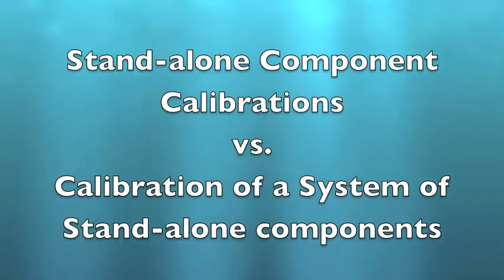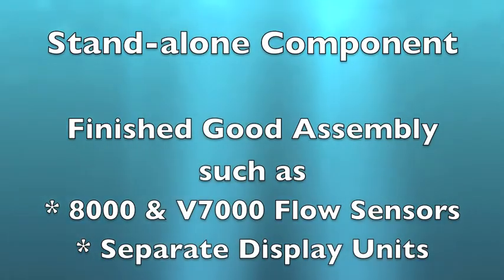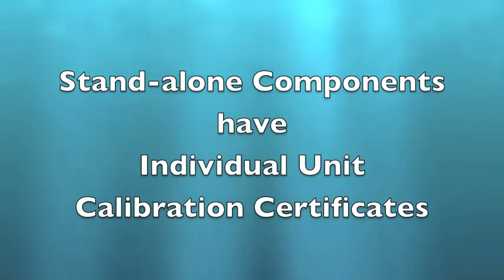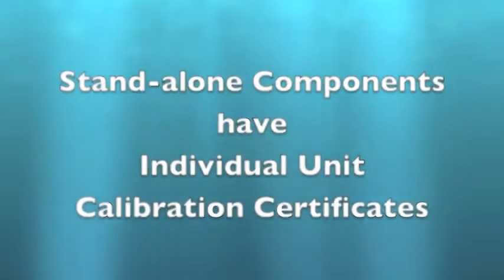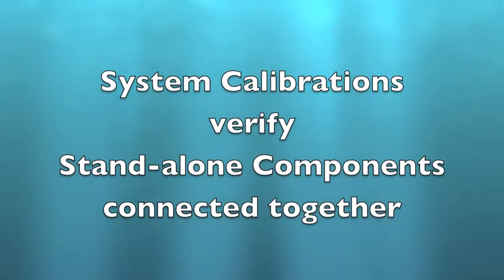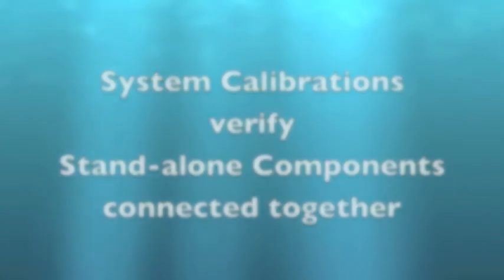You have learned the difference between standalone component calibrations and the calibration of a system of standalone components. You now know that a standalone component is a finished good such as a flow sensor or a separate display. Standalone components have individual calibration certificates. System calibrations verify standalone components when connected together.